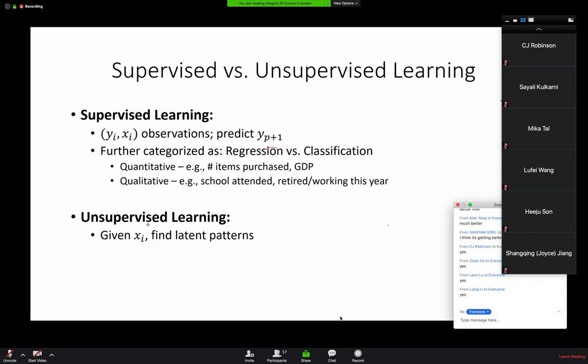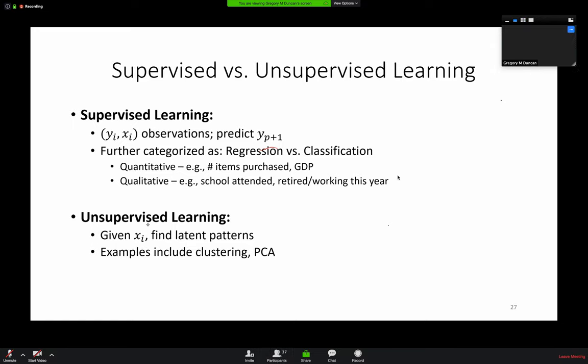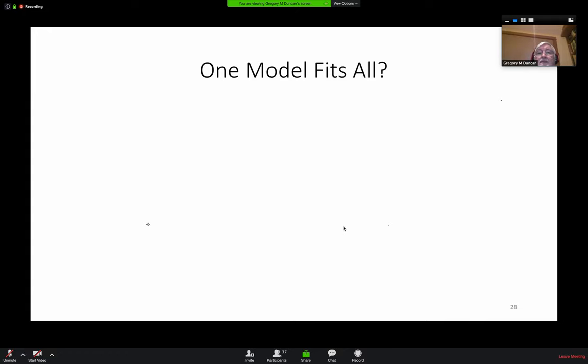Yeah, sounds good. Okay, so given independent variables, we try to find latent patterns. This includes things like clustering and, what we'll eventually learn, principal components analysis. It's the kind of thing where you look for anomalies. A radiologist might look at an X-ray and not be looking for anything particular, just looking for something that looks weird. And that's kind of unsupervised learning.